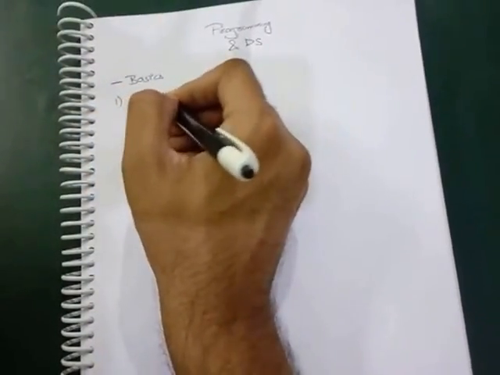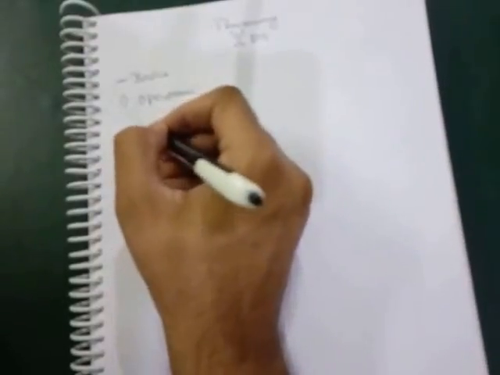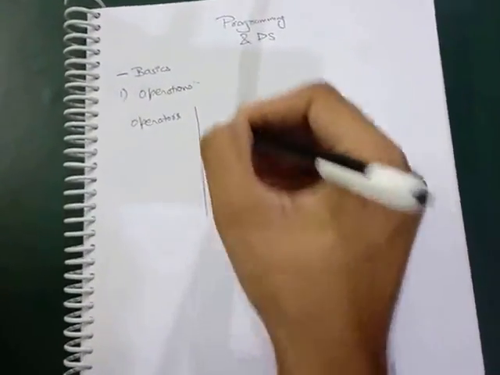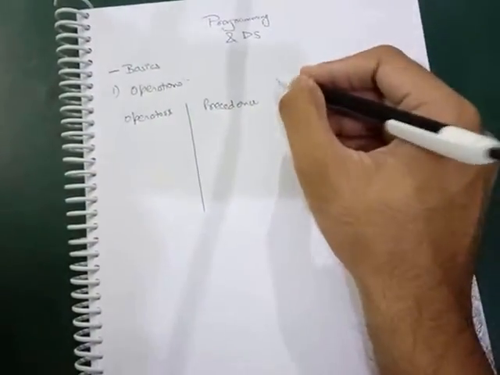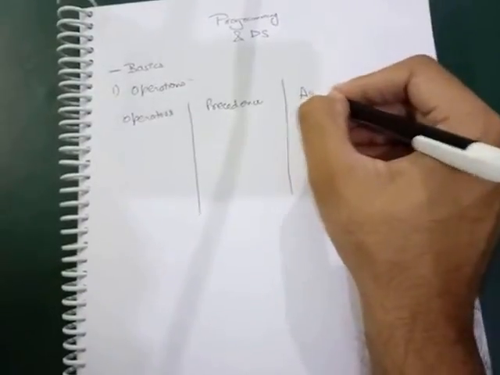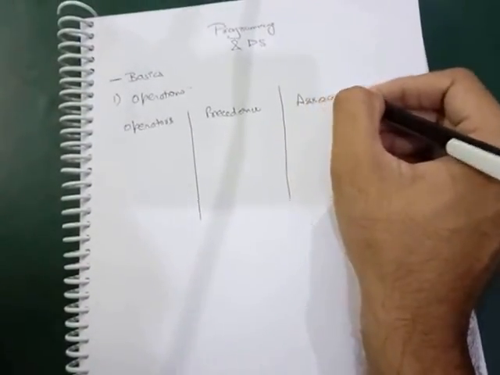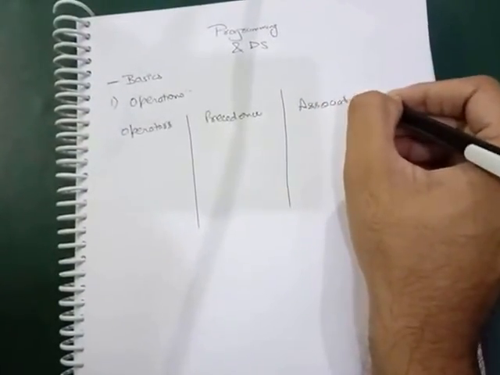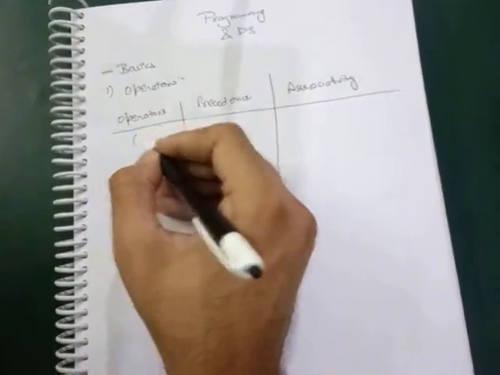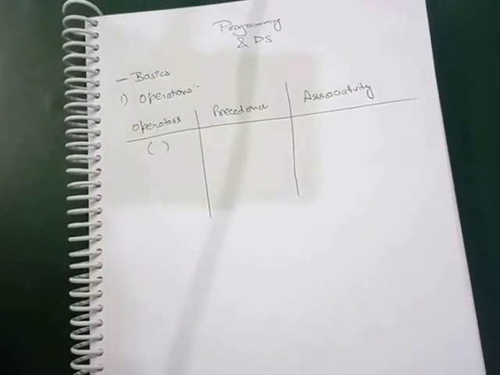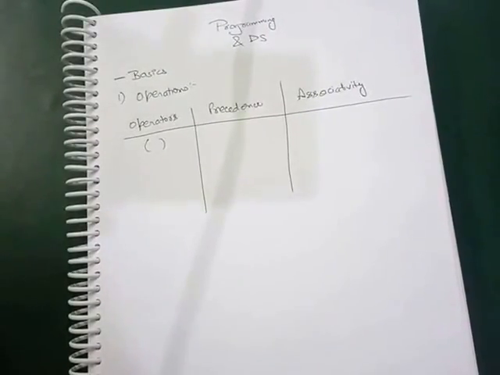First thing is operations, and you know that there are some operators which have some precedence and some associativity. This is very important before knowing how to evaluate expressions.